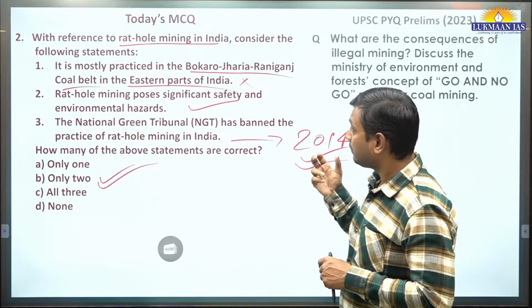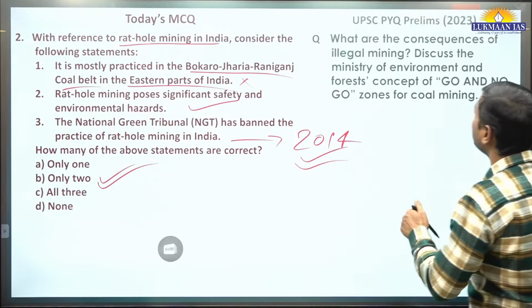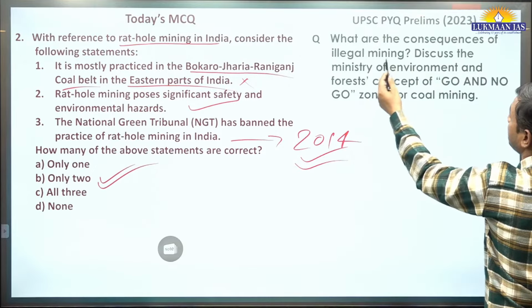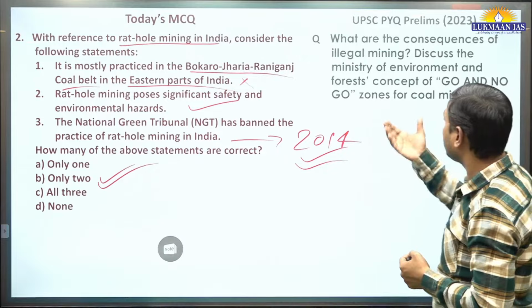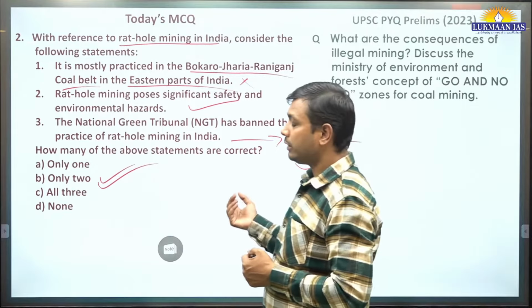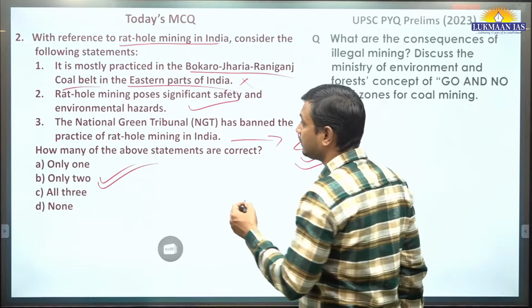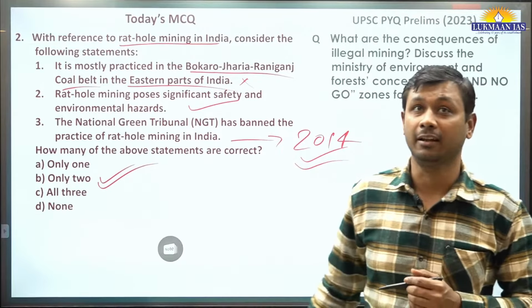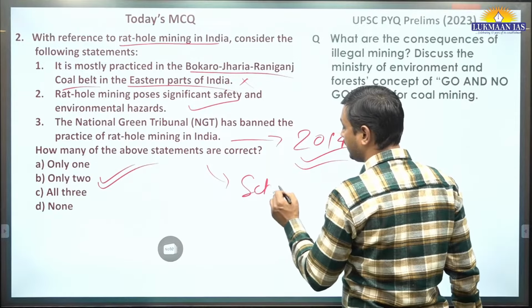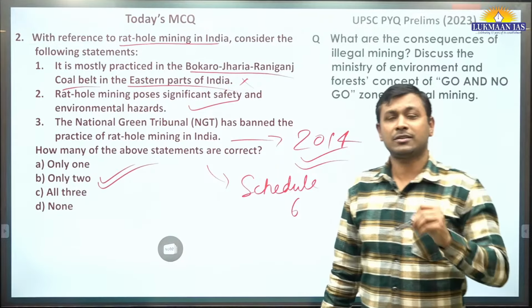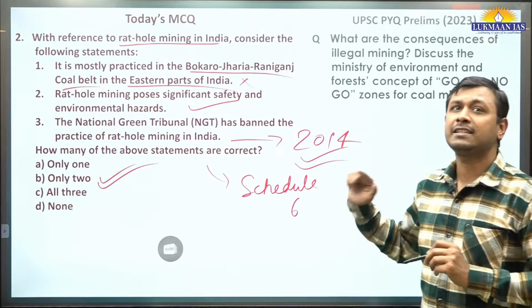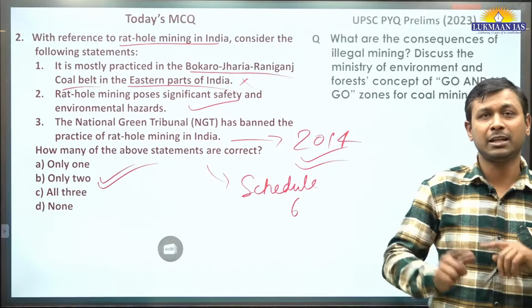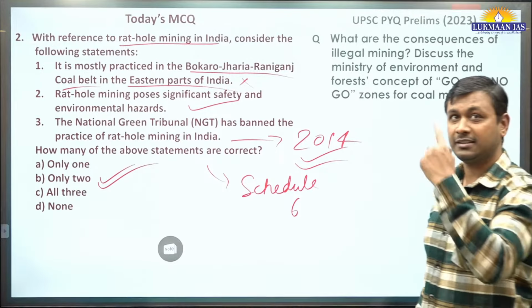Now there are many things here. This is very much important. You can see how it is related to your GS paper also: the consequences of illegal mining, the Ministry of Environment concept, the go and no-go zones. Now here what I would like to tell you is why rat hole mining, even after being banned by the NGT, is still done. There is a connection with Schedule 6 of the Constitution of India. So apply your mind to how Schedule 6 is related to rat hole mining, whether in the positive sense or the negative sense. I leave this to all of you watching: try to relate this entire topic with the 6th Schedule of the Constitution. This is a task which I am giving to all of you.